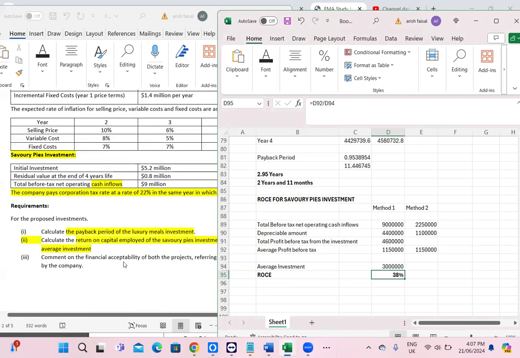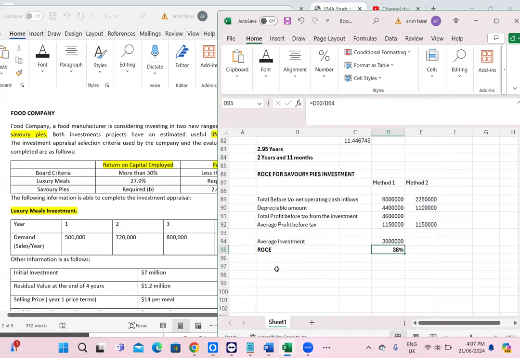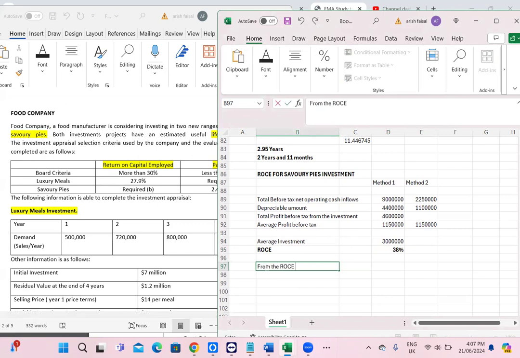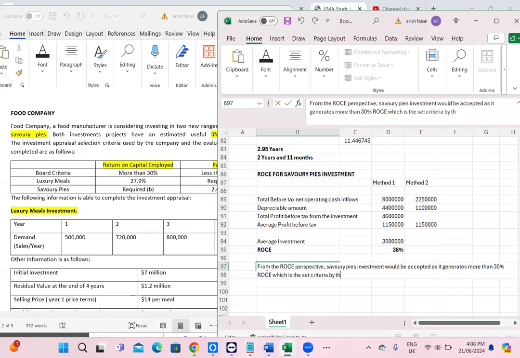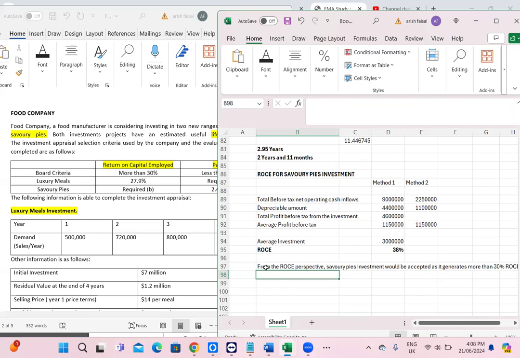Right. So now, as far as the commentary is concerned, from the ROC perspective, the Savory Pies investment would be accepted as it generates more than 30 percent ROCE, which is the criteria set by the board, as well as a higher ROC than the luxury meals investment. Okay, so from the ROC perspective, the Savory Pies investment will be considered.